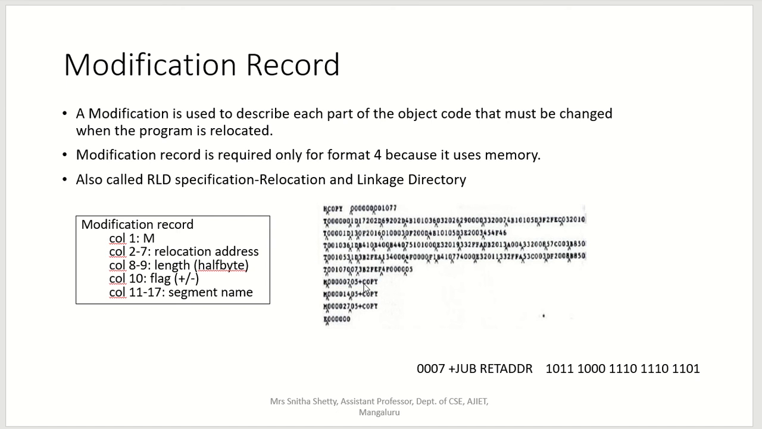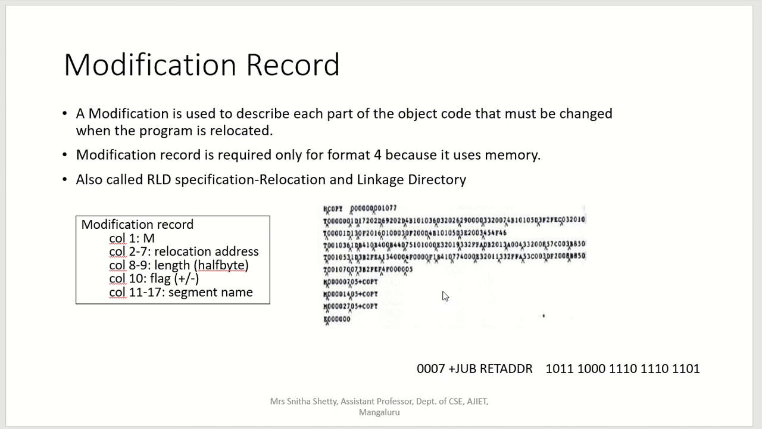So plus means we are modifying it. What happens is the starting address plus this address. For example, if the program begins with 000, the address is 007, assume that address 00 is not available.